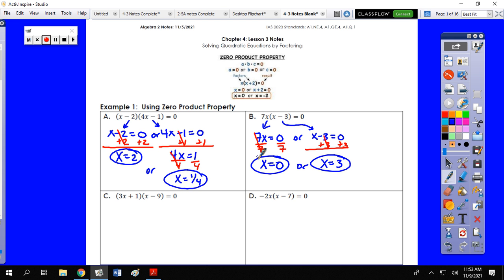Okay, on letter C, actually, before I do letter C and D, why don't you pause the video and try letter C and D on your own, and then resume the video and see how you did.